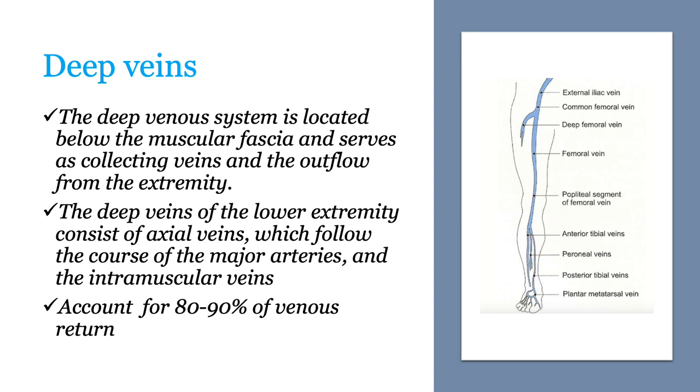The deep veins account for 80 to 90% of venous return, while the superficial veins account for only 10% of the venous return from the lower limbs.